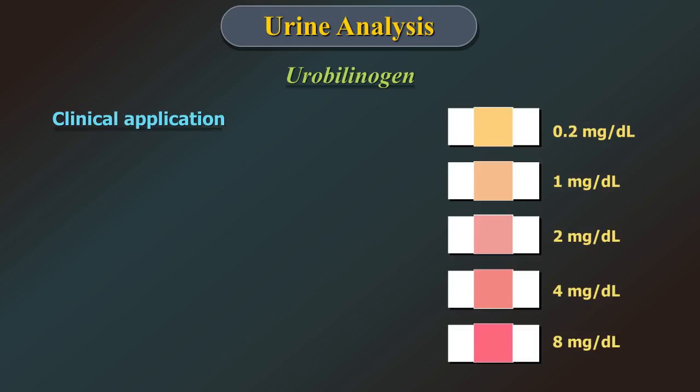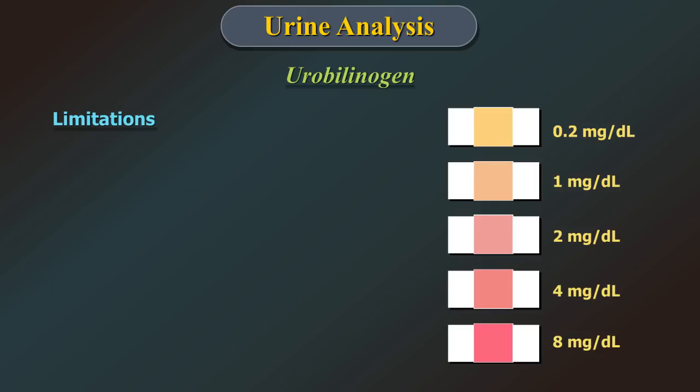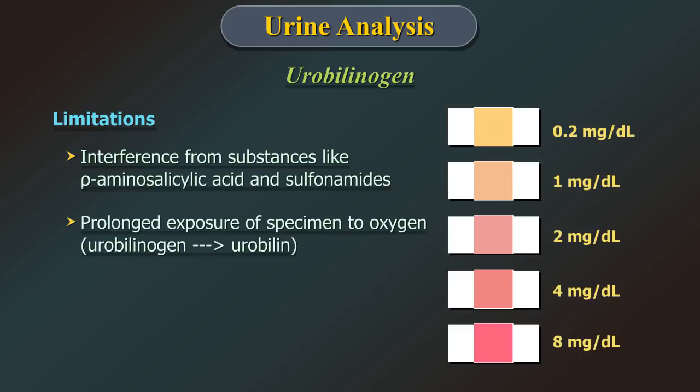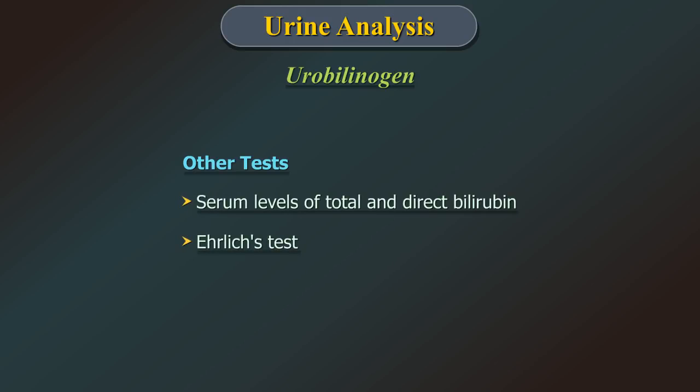The clinical application is in detecting increased urobilinogen, which may indicate liver disease, congestive heart failure, or hemolytic anemia. Decrease or absence as seen in bile obstruction. Limitation: the interference from substances like p-aminosalicylic acid and sulfonamides. Prolonged exposure of specimen to oxygen. Cannot detect absence of urobilinogen. The other tests are serum levels of total and direct bilirubin levels.